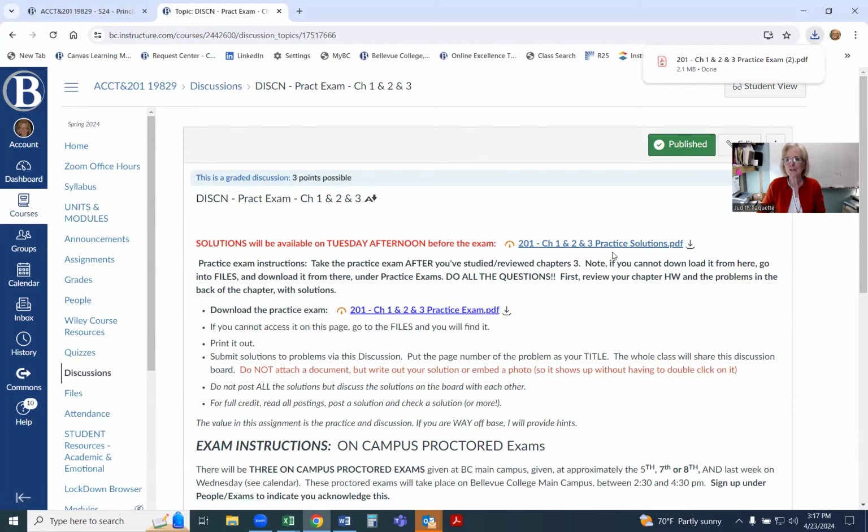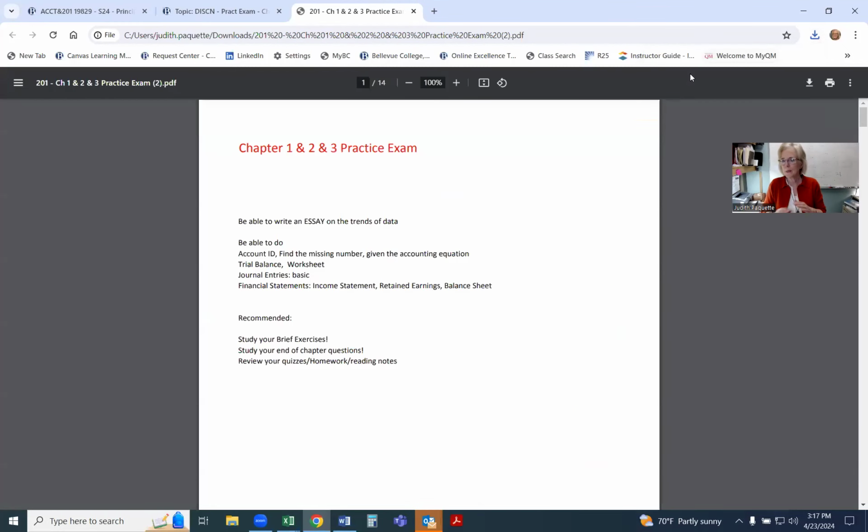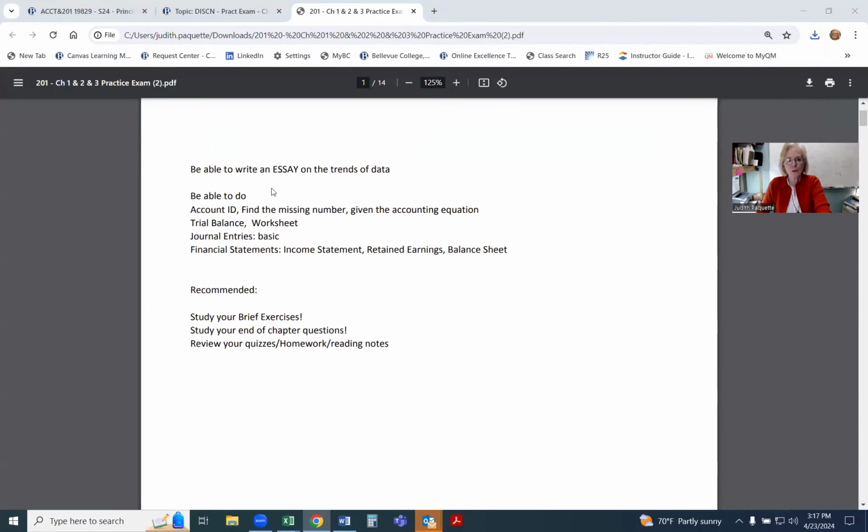Now, I want to caution you, the exam will not be identical to the practice exam, okay? You can see the practice exam. You'll have a short essay. We'll go over the essay next week. I want you to do account identification, some of the find-the-missing-number problems, a trial balance worksheet, journal entries, and that statement. Where you see balance sheet, I want you to know that means classified balance sheet.